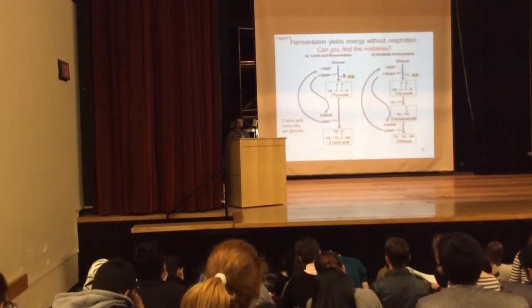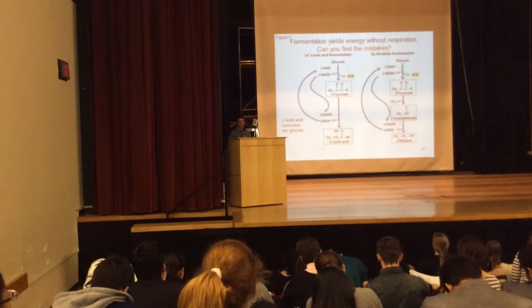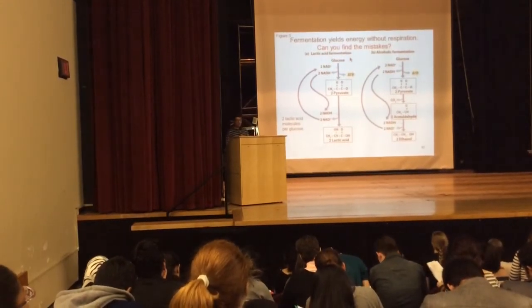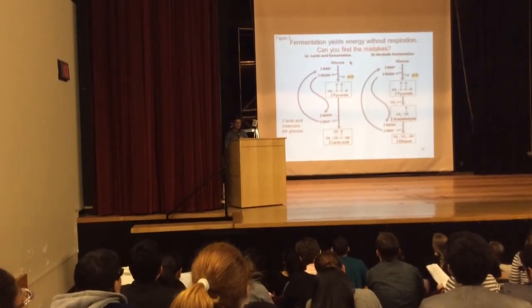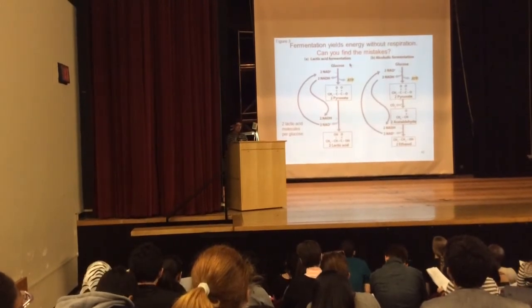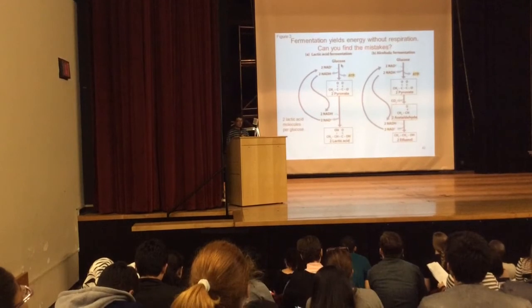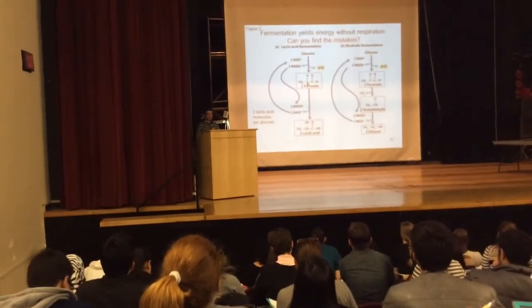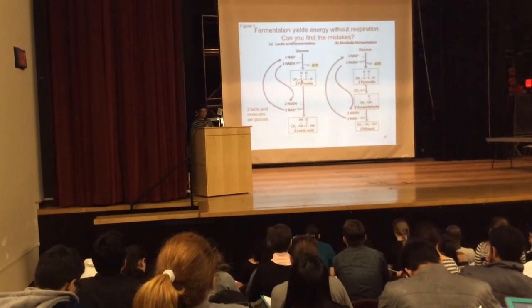So let's take a look at what they are. By the way, this is a figure from your textbook, and there's a little mistake in it. So, mistakes. Here's your glucose. Here's pyruvate. You should immediately see the mistake.